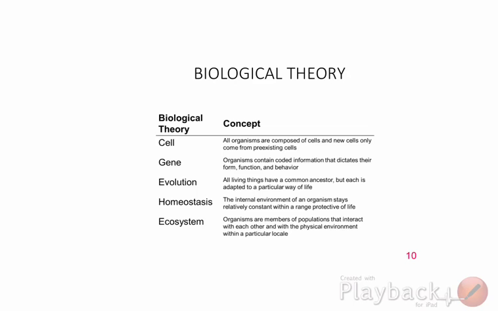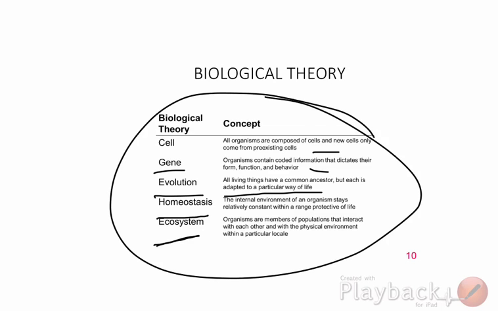Alright, so some of the standing biological theories that we have: cell. All organisms are composed of cells, and new cells come from pre-existing cells. They don't come from air, they come from pre-existing cells. Gene. Organisms contain coded information in the form of DNA or RNA that dictates their form, function, and behavior. Evolution. All living things have a common ancestor, but each is adapted to a particular way of life, and we are evolving. Homeostasis. The internal environment of an organism stays constant within a range protective of life. Ecosystem. Organisms are members of populations that interact with each other and with the physical environment within a particular locale. So these are the standing theories so far.